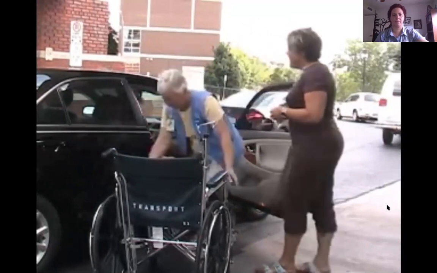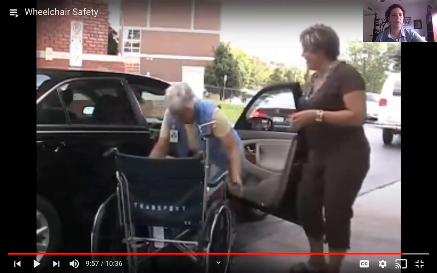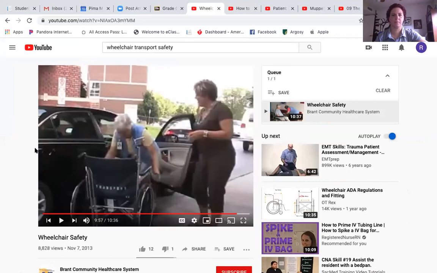If you feel uncomfortable with an assigned task, no joyriding in the hospitals with the wheelchair, okay? That's the takeaway.